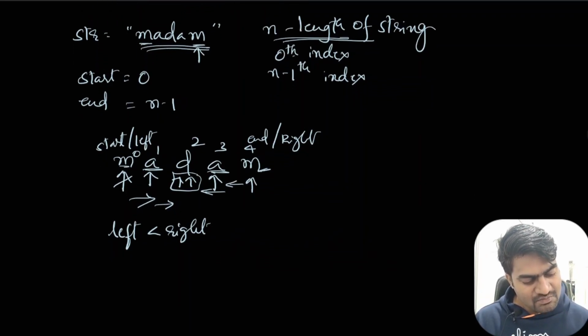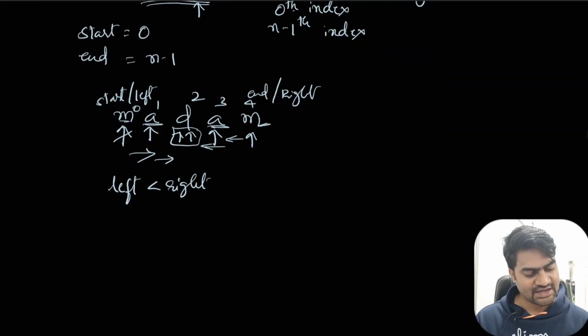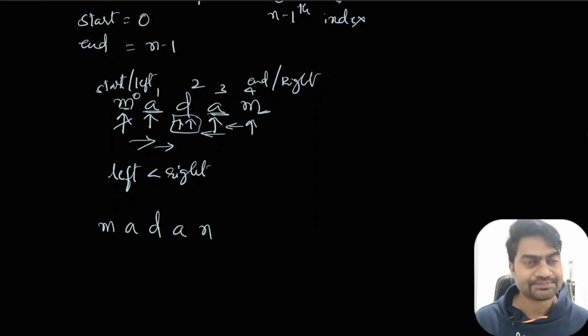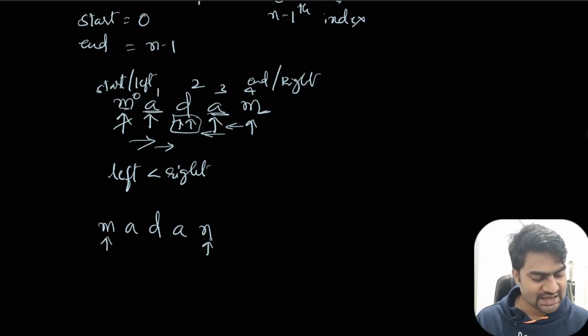So let us try to see the same for some other example. Maybe MADAN. In this case, I will start comparing the first and last character. So they are not equal. Whenever we find the characters are not equal, simply stop there and return false, because that particular string is not a palindrome.